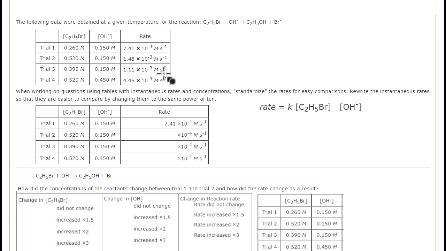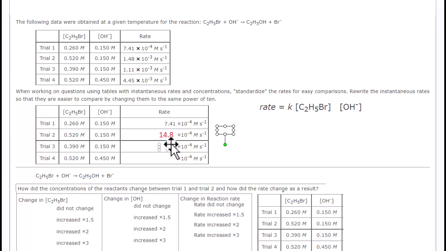Now, if you're really good with numbers, you may not have to do that, but for a comparison, I very, very strongly advise that you change these into the same power of 10. So that's easy to compare 7.41 to 14.8. We can see that this is about a double, which is harder to see when you've got a different scientific notation exponent. And of course, you're good at moving decimal places.